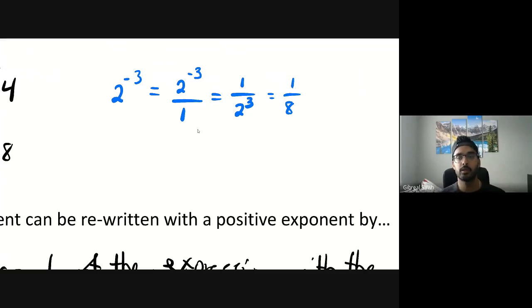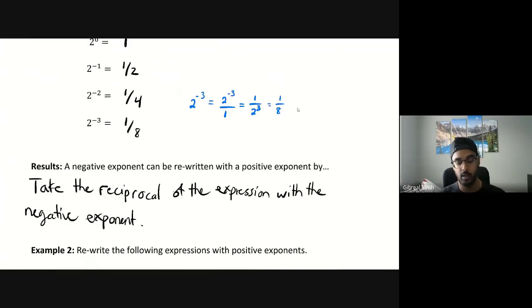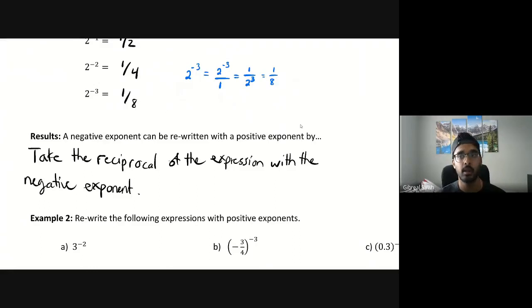Okay, the other way you could do this, if you wanted to get to your simplified form, calculate what the positive exponent would be, and then take the reciprocal. So 2 to the power of +3 is going to be 8, then flip it over to get my 1 over 8. So whichever method you choose really doesn't make a difference, as long as you're taking that reciprocal somewhere to take care of that negative power.